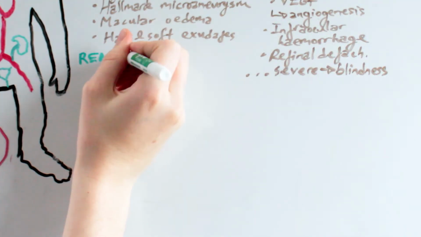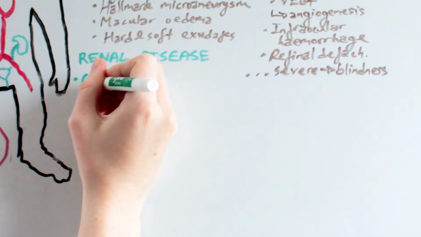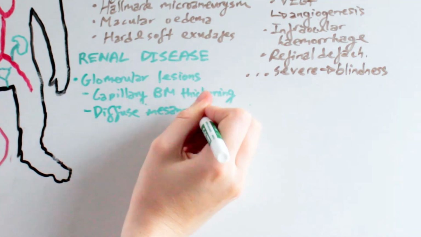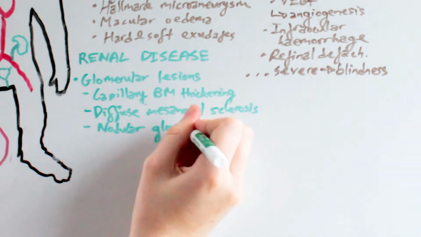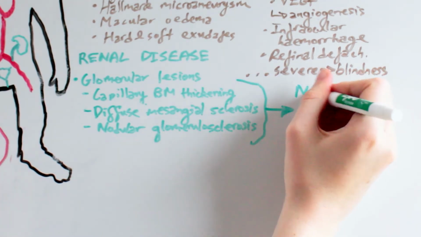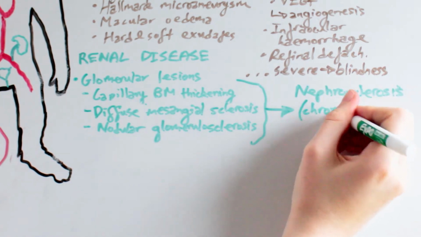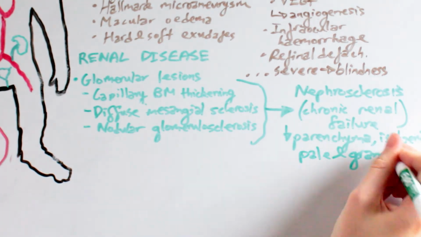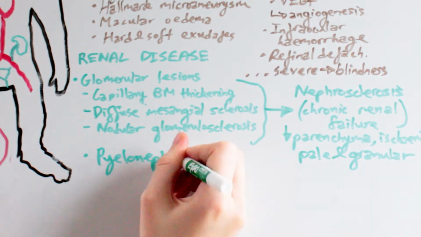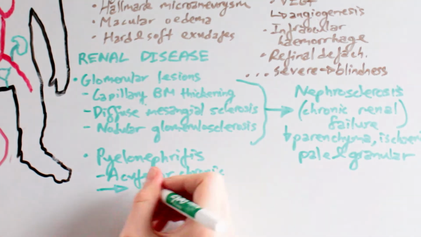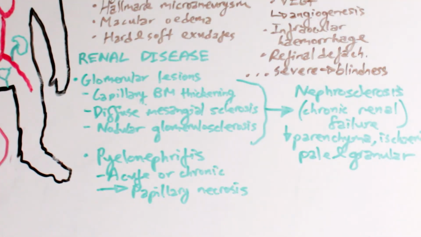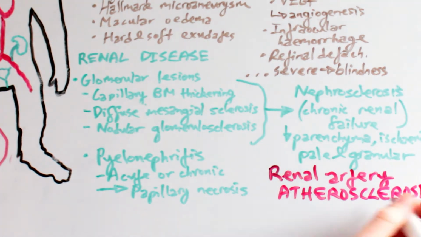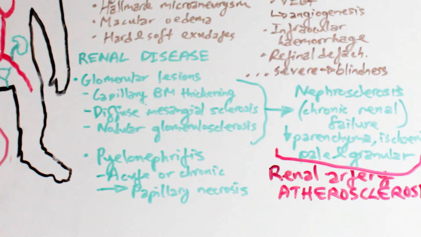Renal disease is important to consider in diabetics. Glomerular lesions are common and can include capillary basement membrane thickening, diffuse mesangial sclerosis, and nodular glomerulosclerosis. Enough damage to many glomeruli can lead to nephrosclerosis and renal failure over time. There is reduced renal parenchyma and ischemia, with a pale and granular appearance. Pyelonephritis is inflammation of the kidneys, which can be acute or chronic, and can lead to papillary necrosis in which the renal papilla die. Renal artery atherosclerosis can also contribute to progression into chronic kidney disease in diabetics.